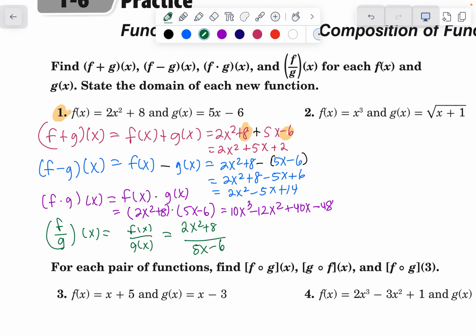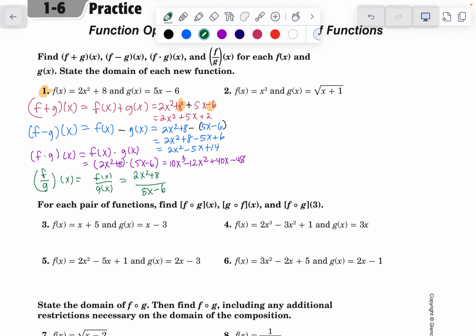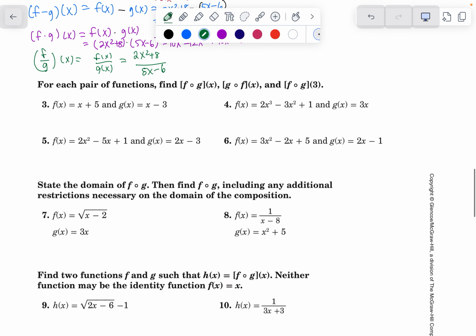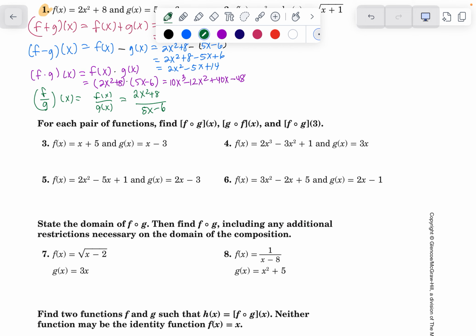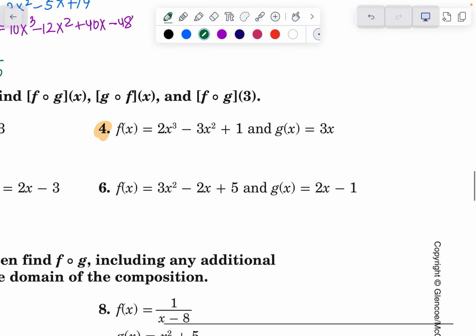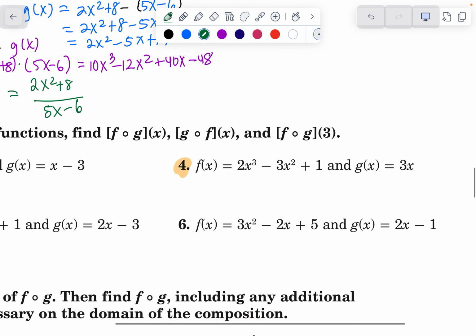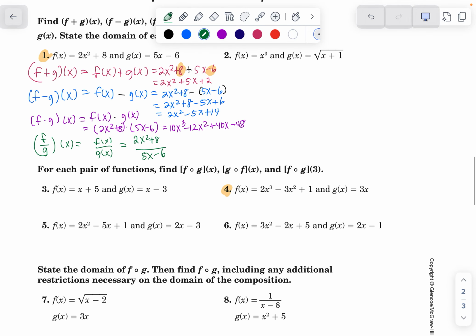And then the last one I want to do before the bell is, I just got to find it. Let's just do number 4, and then you'll turn this in. And this is what your quiz is going to look like. For number 4, it says to find f of g of x, g of f of x, and f of g of 3. So first, we're going to start out with f of g of 3. We're going to find 3 things. I'm going to write them up here.